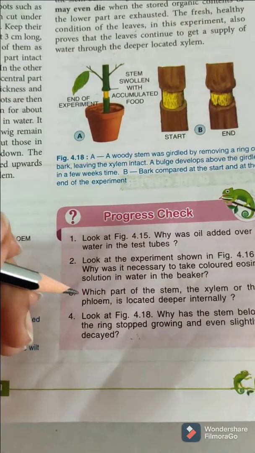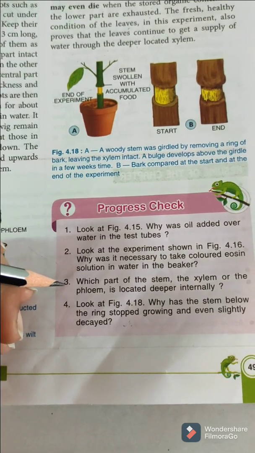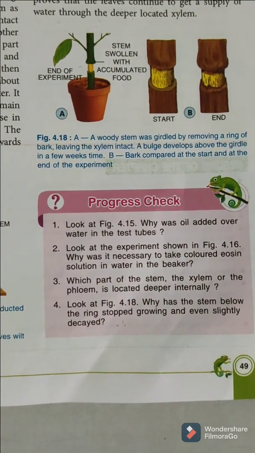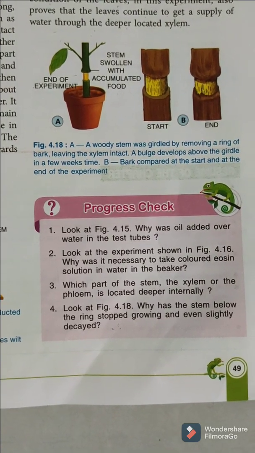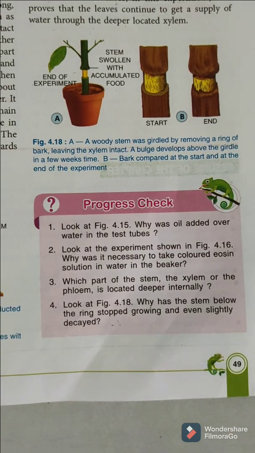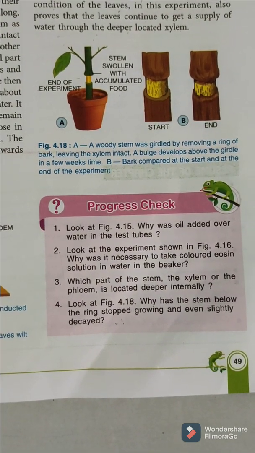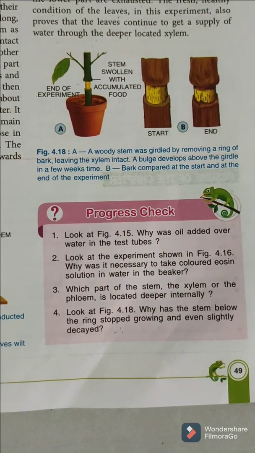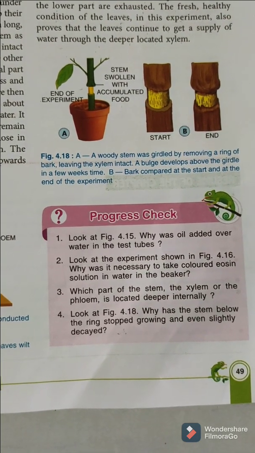Now progress check on page number 49. So look at figure 4.15. Why was oil added over the water in the test tube? To prevent the evaporation of water from the surface. So this is the answer.